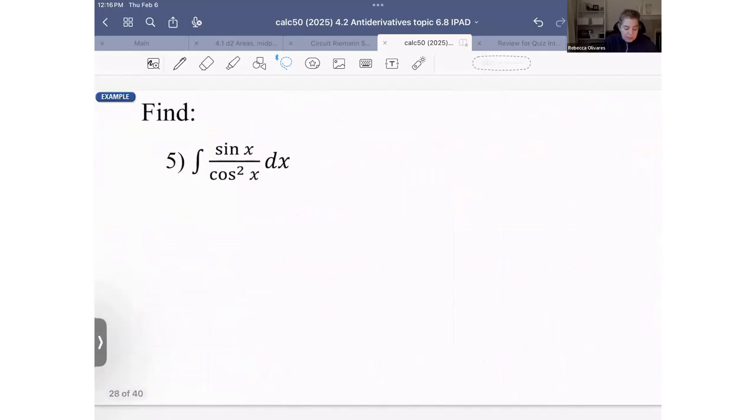Okay. This example is a little bit different. We've got the integral, or the antiderivative, of sine of x over cosine squared. I'm going to give you a chance to copy it down if you're taking your own notes, and then I'll walk you through it.